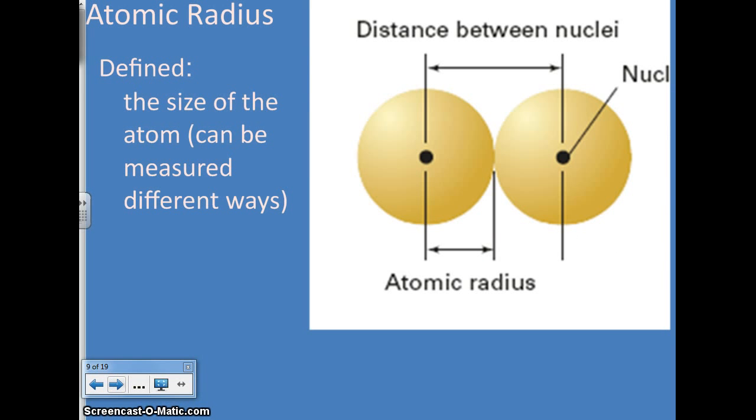The next trend we're going to look at is atomic radius, which is defined as the size of the atom, which can be measured in several different ways, but typically the radius is measured when you have 2 atoms bonded together, and scientists are able to determine the distance between the nuclei of the 2 atoms, and if you take that in half, then you have the radius of the atom. So radius is a measure of how much space the atom actually occupies.